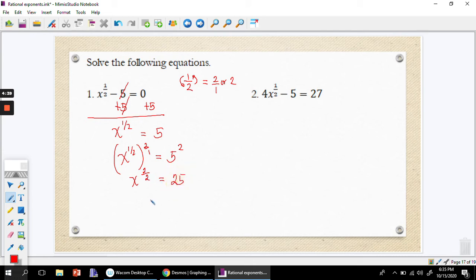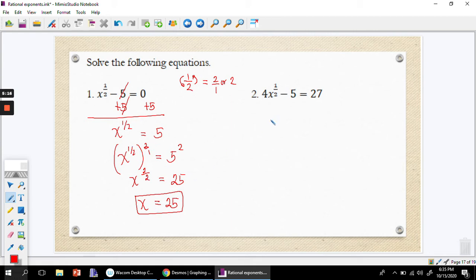Now what is 2/2? 2/2 is 1, right? So that is x raised to 1, and we don't write 1 for an exponent. So x is equal to 25. So basically, our goal here is to make the exponent equal to 1. To do that, you have to get the reciprocal, and then you raise both sides of the equation to the reciprocal so that it becomes 1, right? Because 2 times 1 is 2 and 2 times 1 is 2. 2 divided by 2 is 1.